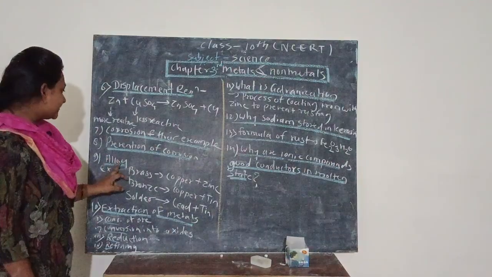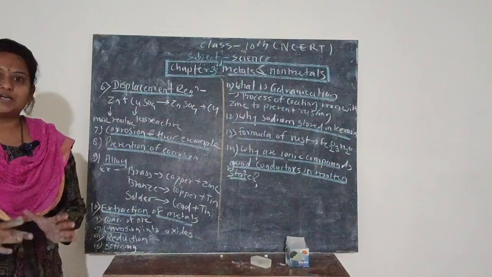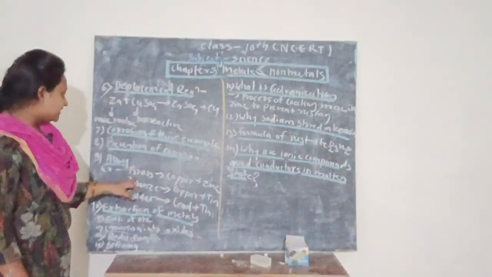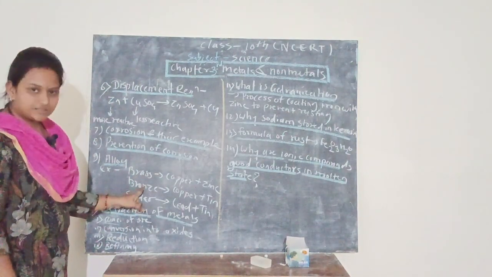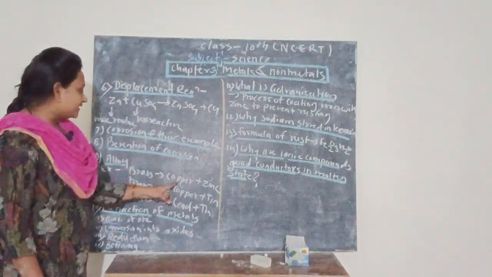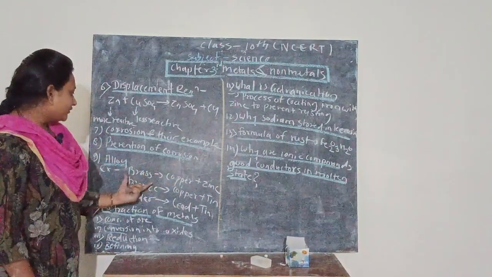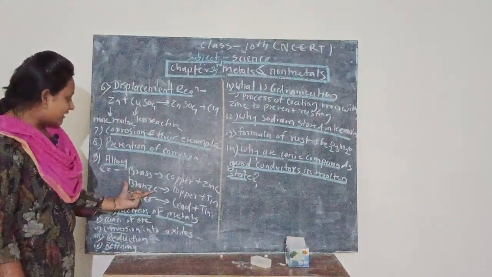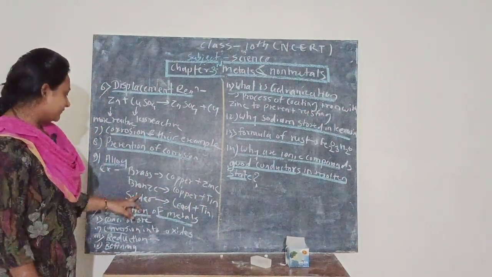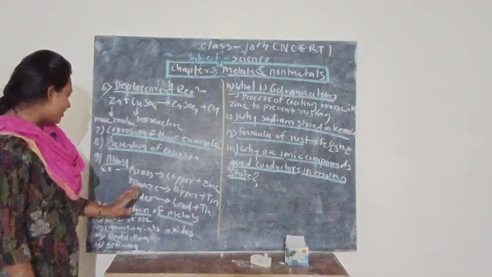Now the next question is what is an alloy? An alloy is a mixture in which two or more metals are fused with one another and a new metal is formed. For example, brass is an alloy, bronze is an alloy and solder is also an alloy. Brass is formed when copper and zinc mix together and form a new material known as brass. Bronze is created when copper and tin react with each other. And when lead and tin react with each other, it forms solder.